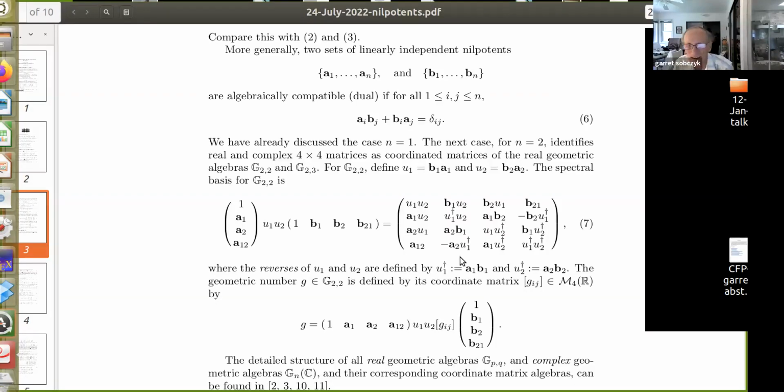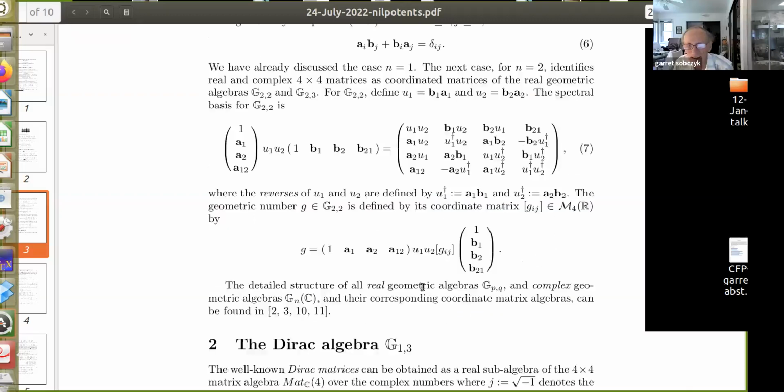Okay, well, let's see here. Okay, so here's the way you write the matrix of it. Take a 2 by 2 real matrix, for example, and take 1, A1, A2, A1A2. Write these, the primitive idempotent U1 times U2, multiply it by the matrix of, you know, the usual 2 by 2, well, that's a 4 by 4 matrix now, and multiply it by this, and you get exactly the geometric number G.